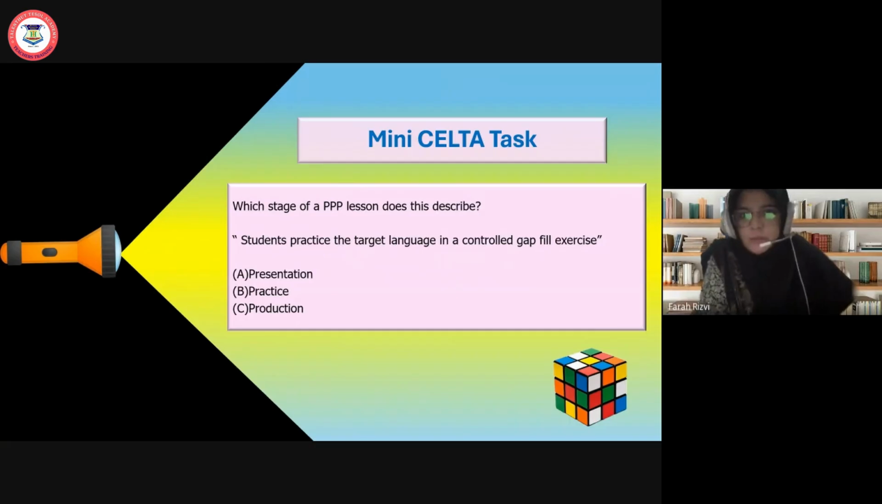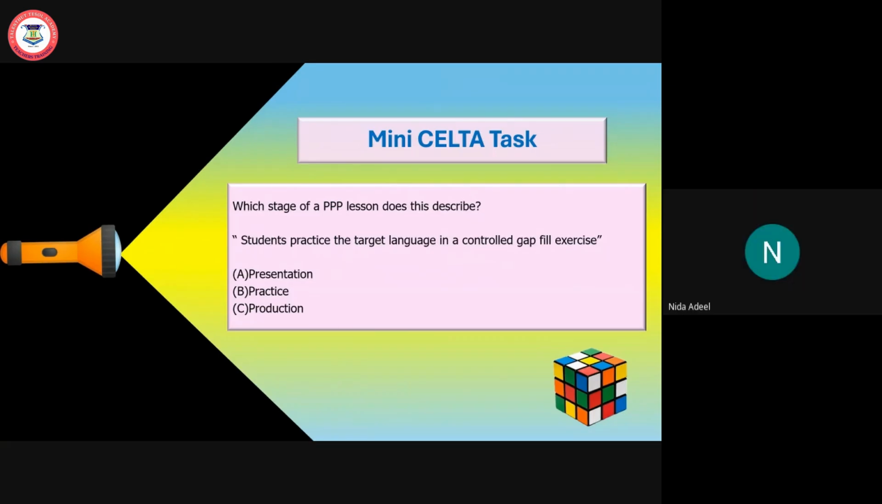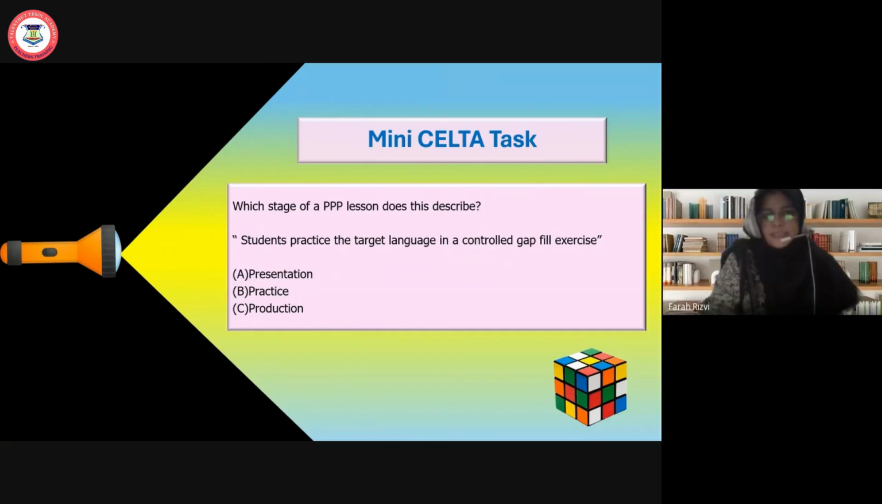Mini CELTA task. Which stage of a PPP lesson does this describe? A, B, C. Ma'am, I think it's B, practice, because a controlled gap fill exercise is a classic example of the practice stage in a PPP lesson. Yes. Thank you.